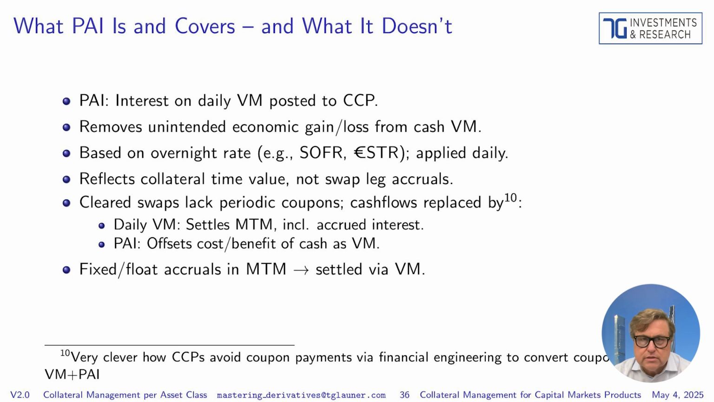In cleared swaps, there are no periodic coupon payments. Instead, cash flows are replaced by two components, the daily variation margin and PAI. The daily variation margin settles the mark-to-market value and includes the accrued interest. Meanwhile, PAI offsets the cost or benefit associated with using cash as a form of variation margin. Finally, fixed and floating accruals in mark-to-market calculations are settled through this daily variation margin process.